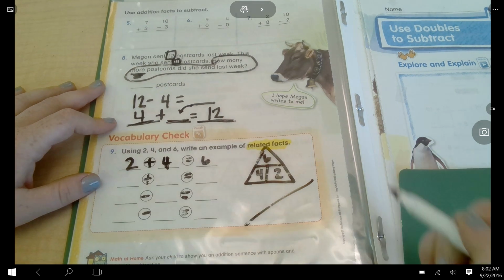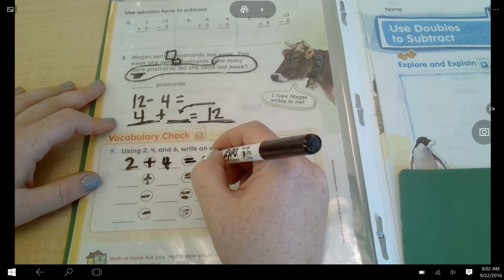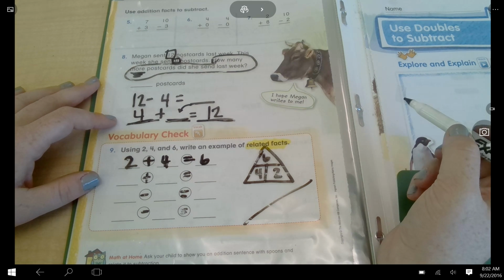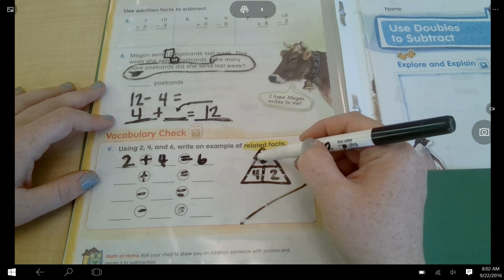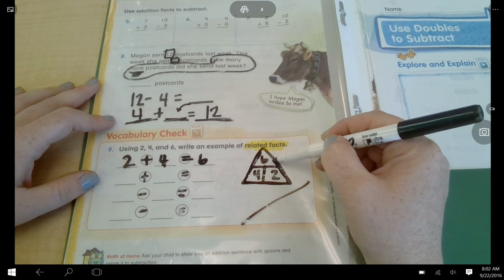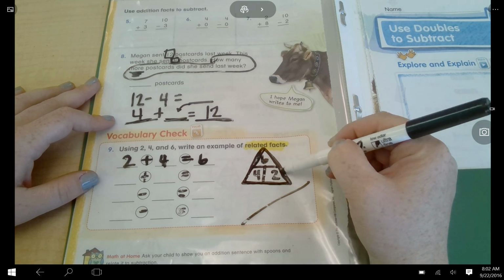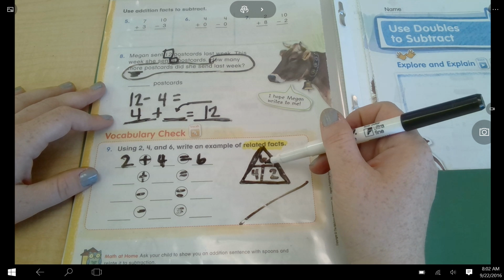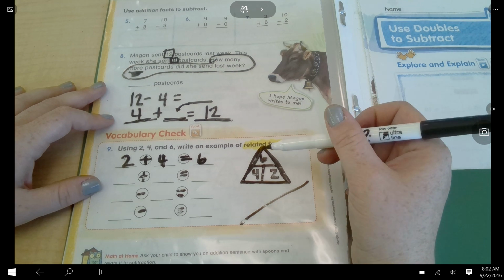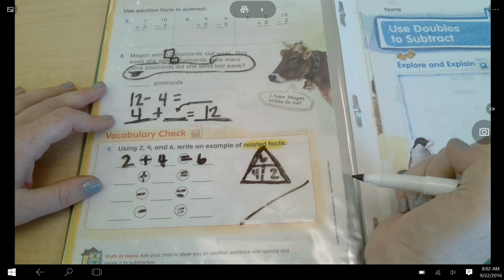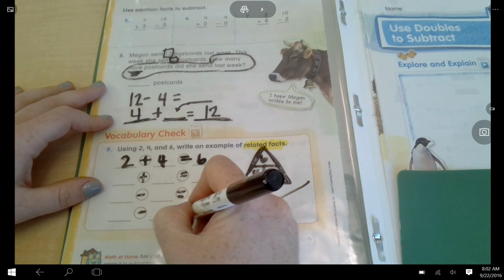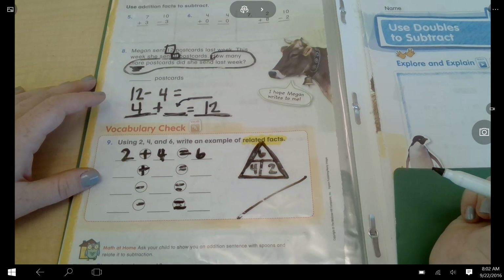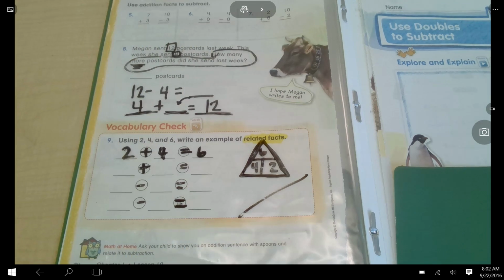The bottom vocabulary check question you do need to do. It wants you to use the numbers 2, 4, and 6 to write an example of related facts. Related facts are those 4 number sentences with 3 numbers. I put 6 at the top of the triangle because it's the biggest number. It's the whole. And then the 2 parts are the numbers 4 and 2. You're going to have 2 addition number sentences and 2 subtraction number sentences. We'll check this when you come to my teacher lesson.